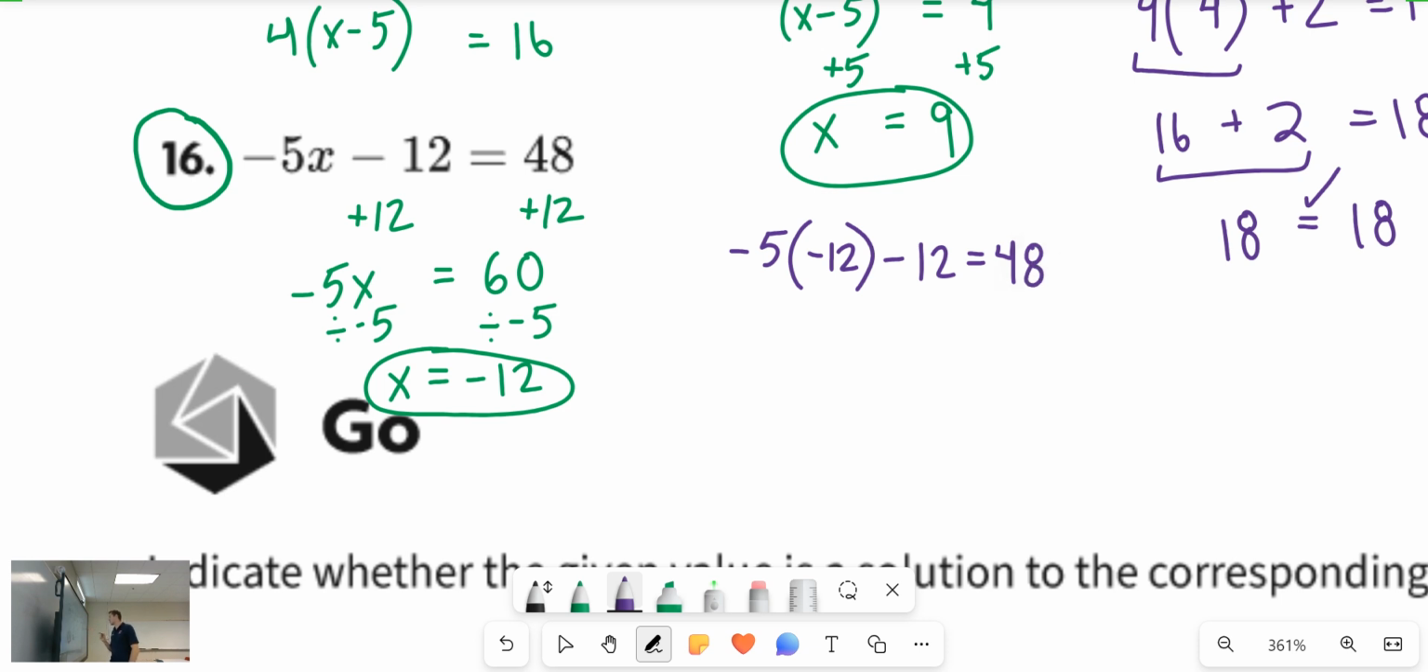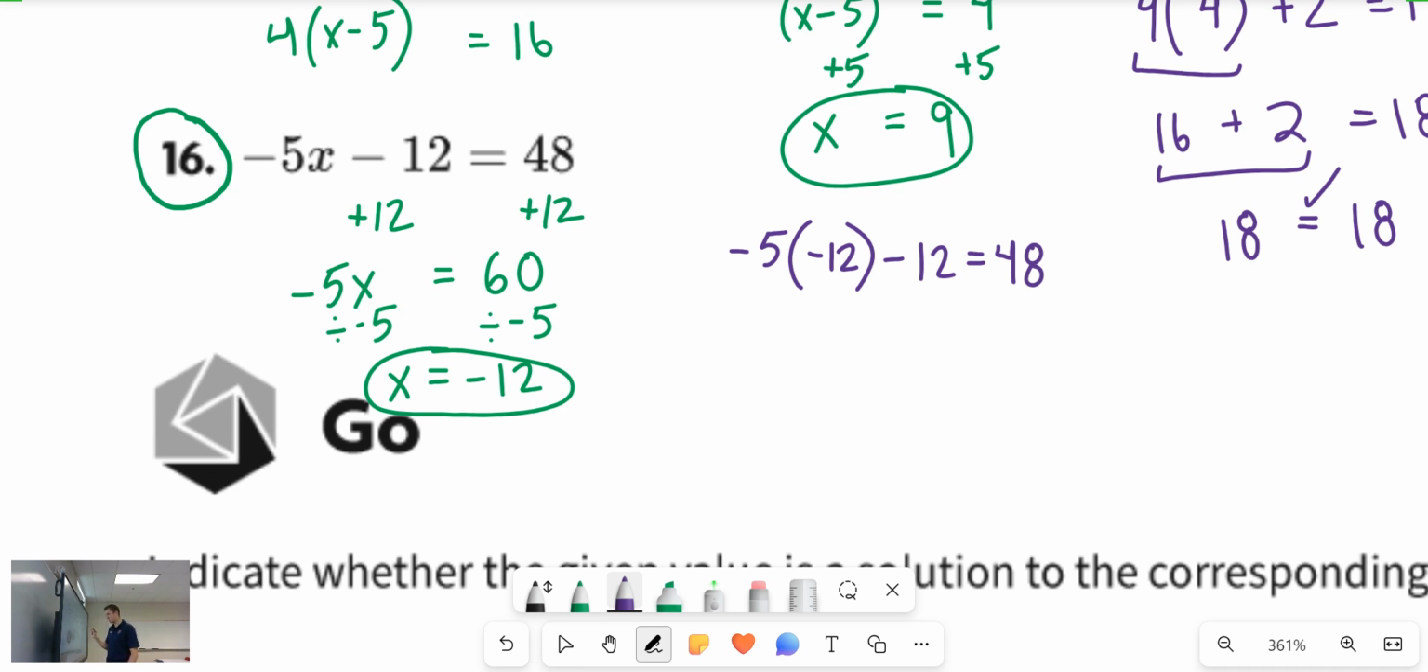All right, let's make sure this works. First thing we're going to do is the parentheses, right? So this is definitely negative 12, so parentheses are taken care of. Then we're doing multiplication, right? Because if we have a number next to parentheses, we're multiplying. So that comes before the subtraction. So let's do negative 5 times negative 12.